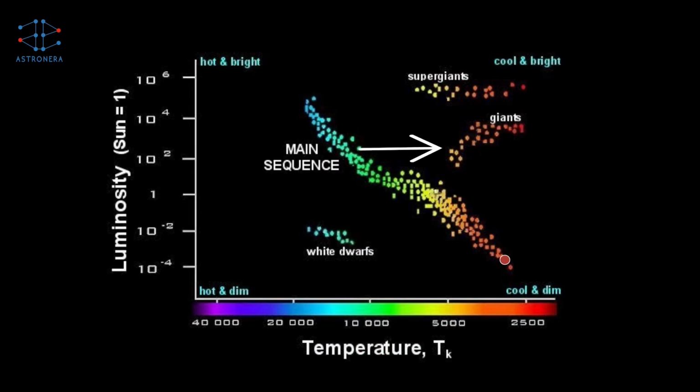The core shrinks and becomes hotter, while the star's outer layer expands and cools. This is how the star on the main sequence becomes a red giant star. As the star becomes a red giant, its evolutionary track moves rapidly from the main sequence to the red giant region of the HR diagram. The more massive the star, the more rapidly this evolution takes place.